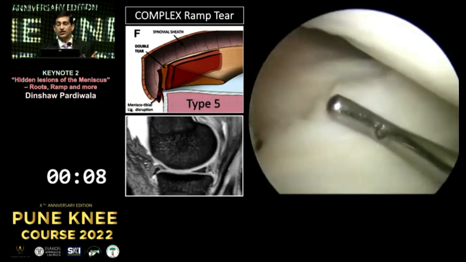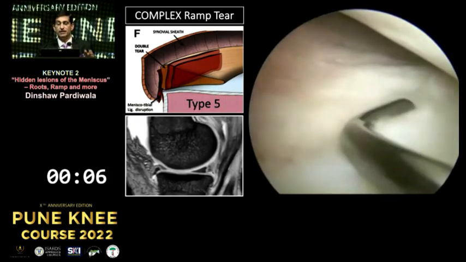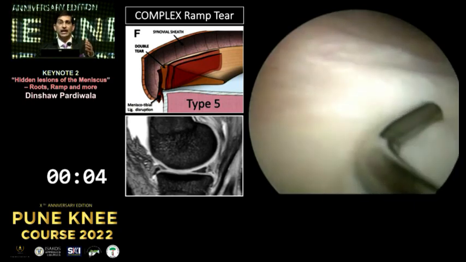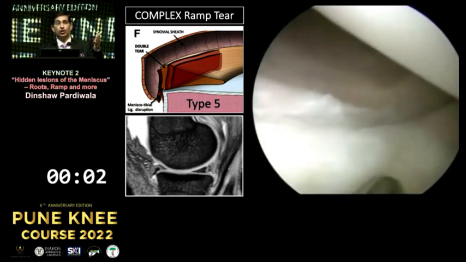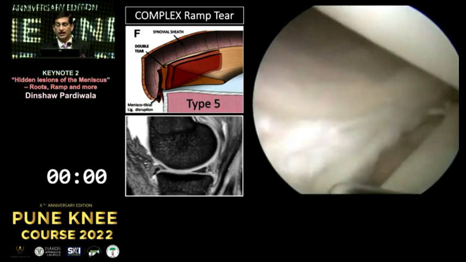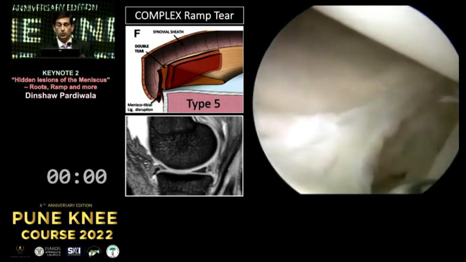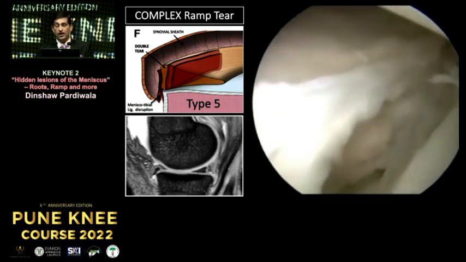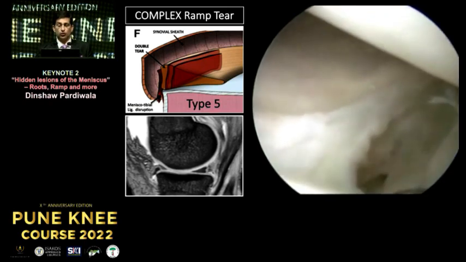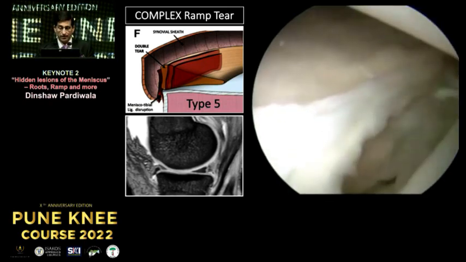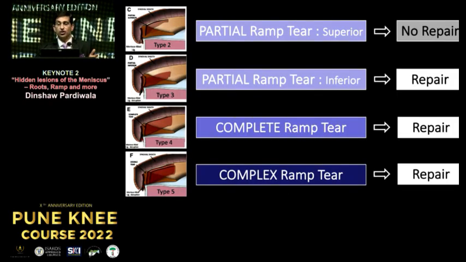Finally, the complex ramps. Complex ramps have, besides the longitudinal tear, an additional bucket handle tear or a horizontal tear. What you need to do again in these is repair it. So you convert your complex into a simple ramp and then go ahead and use an all-inside suture device to repair it. So finally, partial ramps, no repair. But if it's an inferior, complete, or a complex ramp, then I think you must repair it.